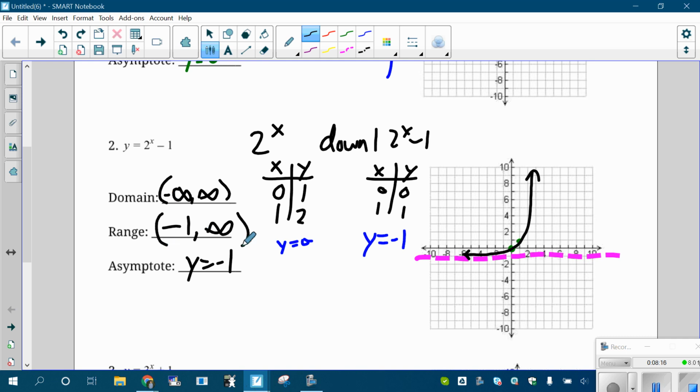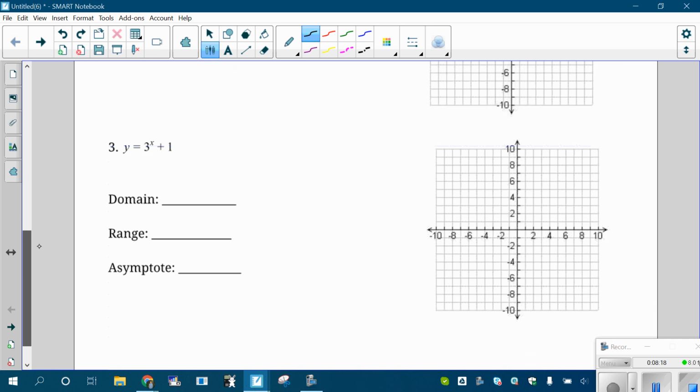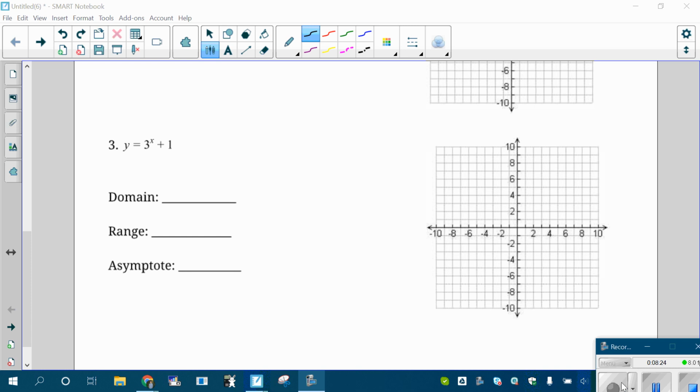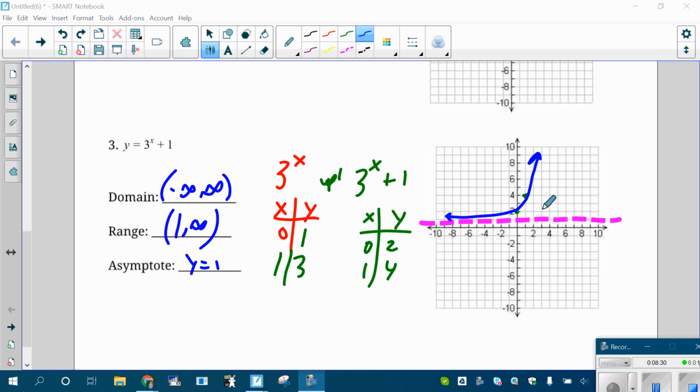Okay. It's not too big. Go ahead, pause, give this one a try. Okay. That's what you should have gotten for this one here. So here's my table for my couple of points for 3 to the x. It was moved up 1. So I add 1 to the y's to get these 2 points.